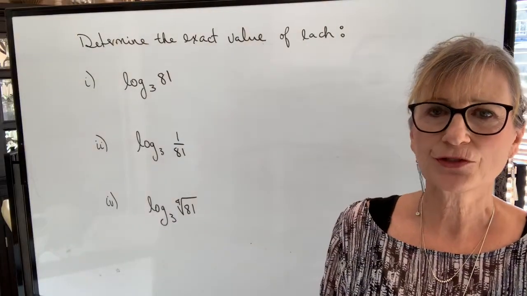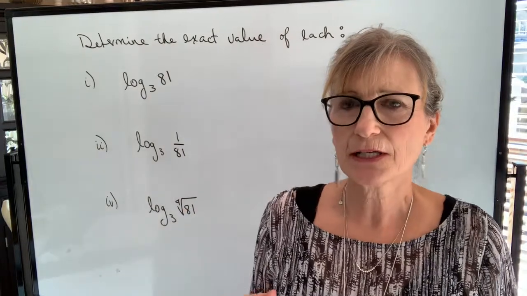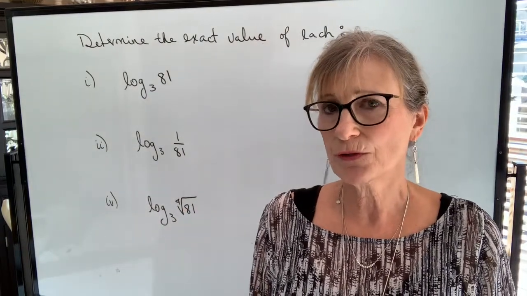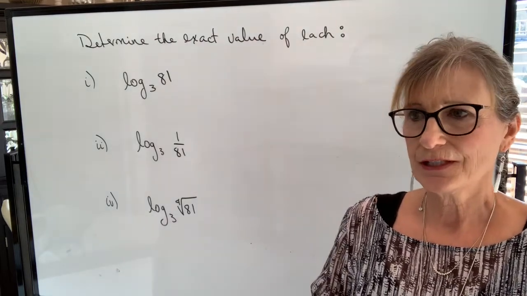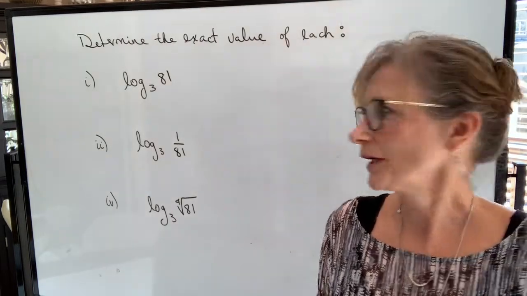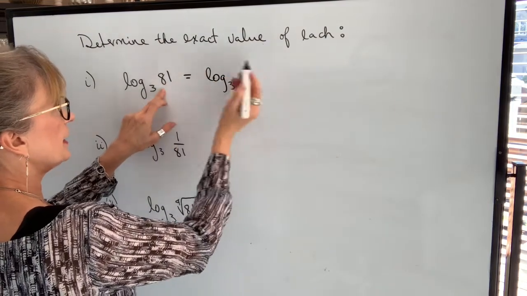So the other type of question that you could be asked is to determine the exact value of each of these logarithms. So you might find that you can do it without using the properties, or you might find the properties help you. So you'll get the same result whatever way you look at it. You could write that 81 as 9 squared.